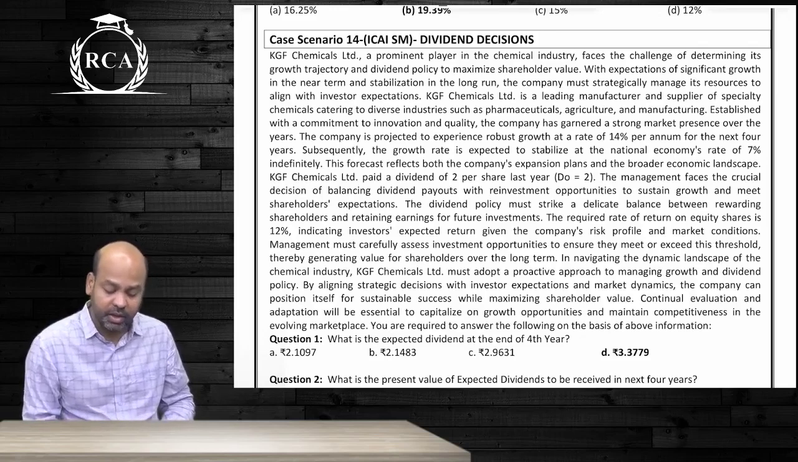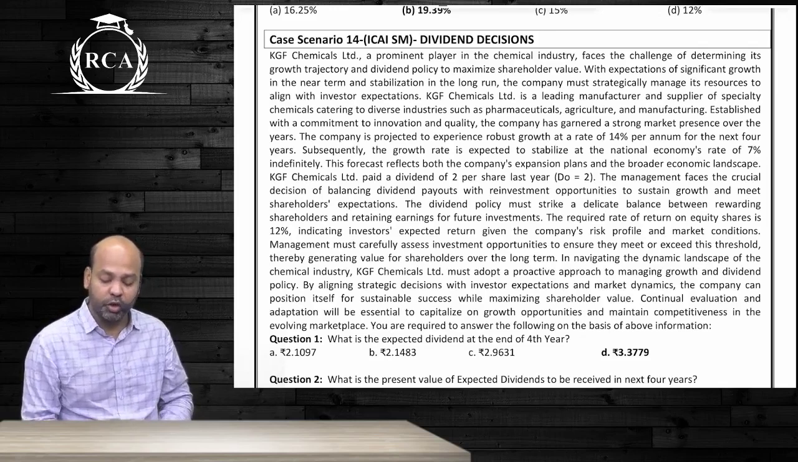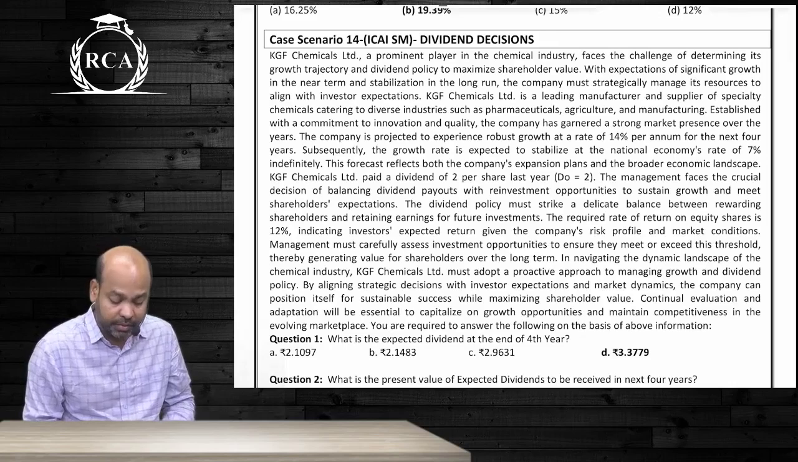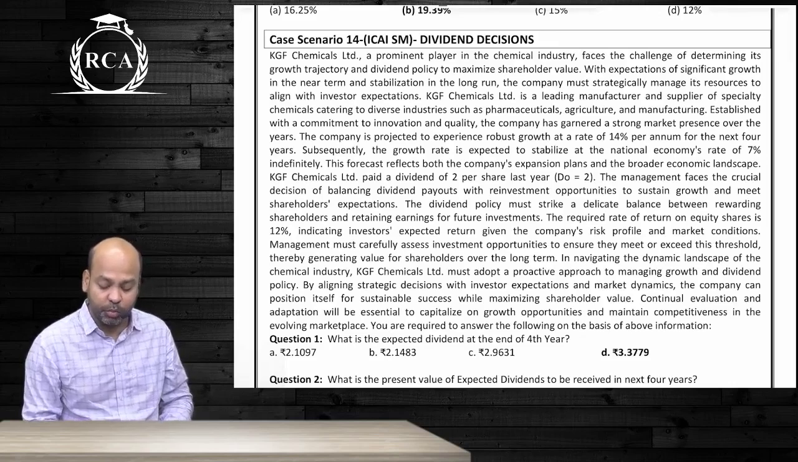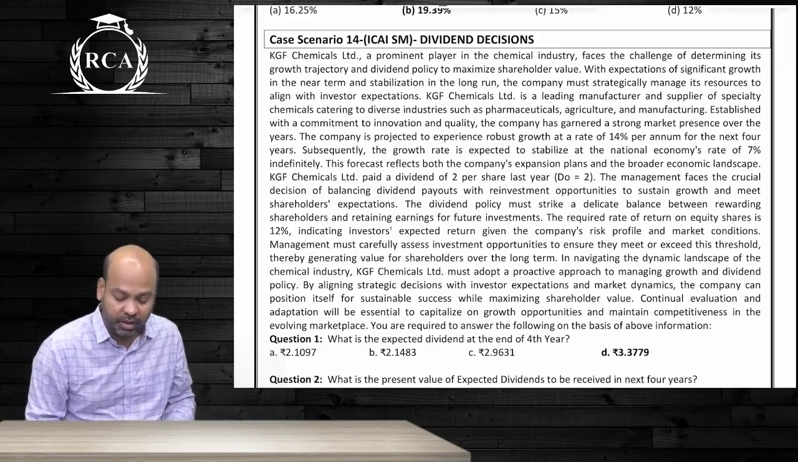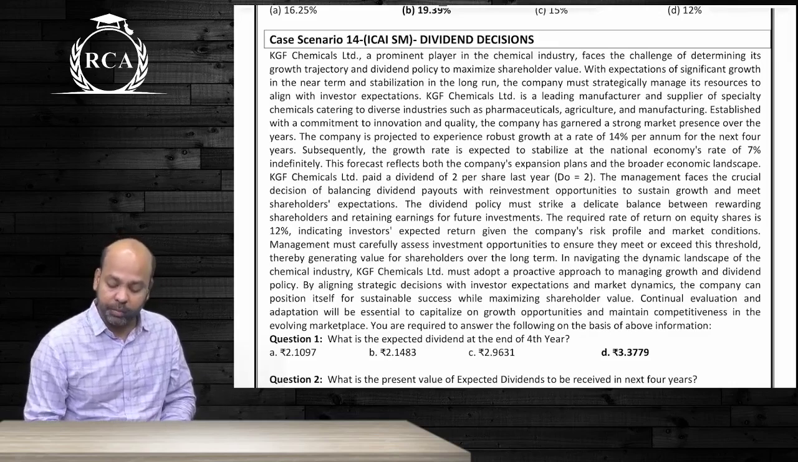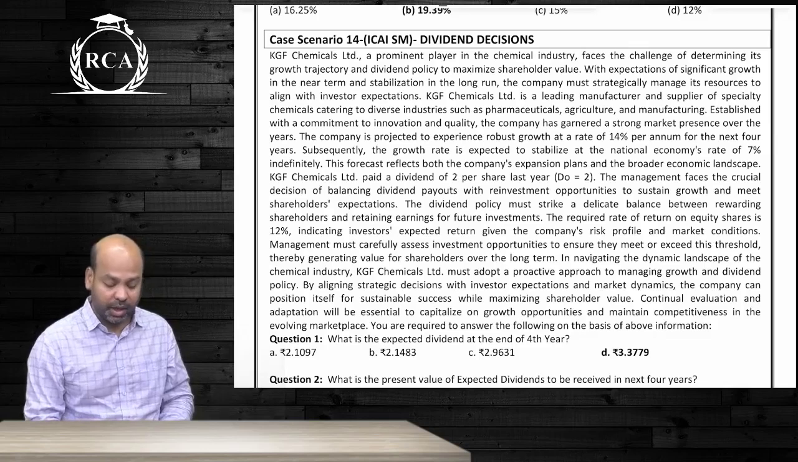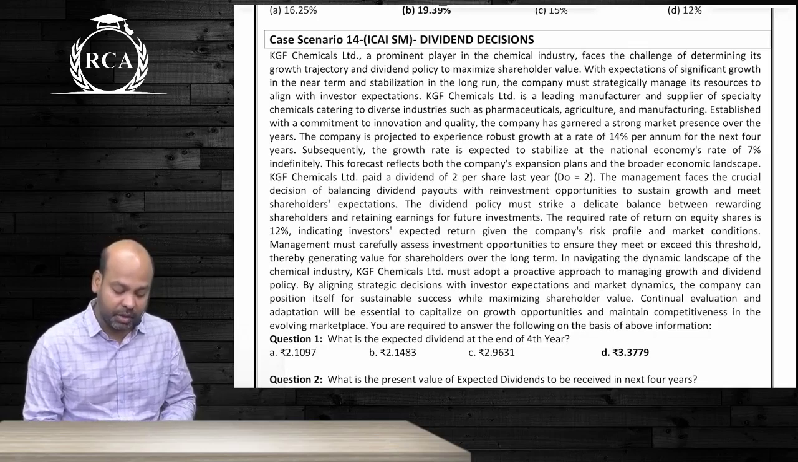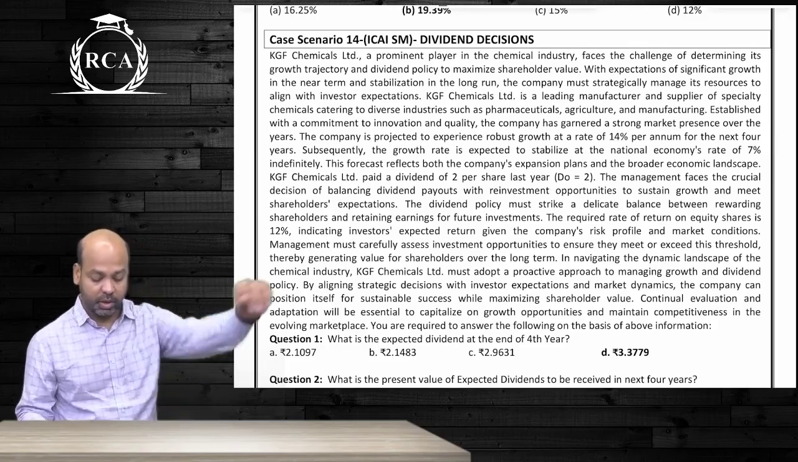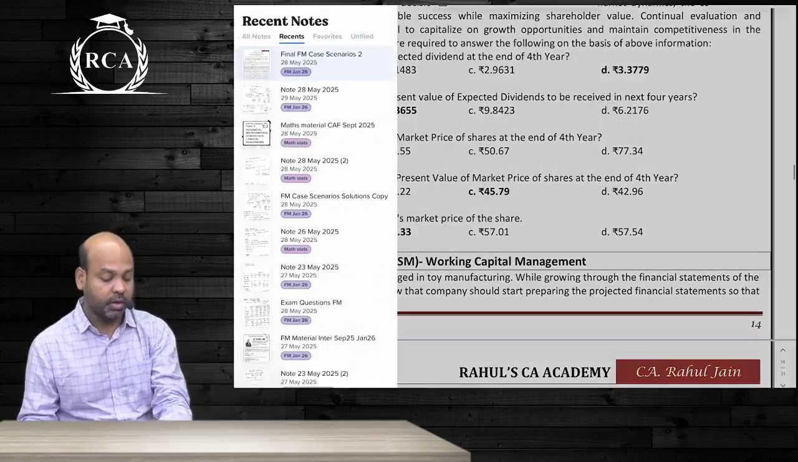I think I missed the line. The growth rate is going to stabilize at a rate of 7%. Now guys, management must carefully assess investment opportunities to ensure they meet or exceed this threshold, thereby generating value for shareholders over the long term. In navigating the dynamic landscape of the chemical industry, KGF Chemicals Limited must adopt a proactive approach to managing growth and dividend policy. The rest is just filler, guys.